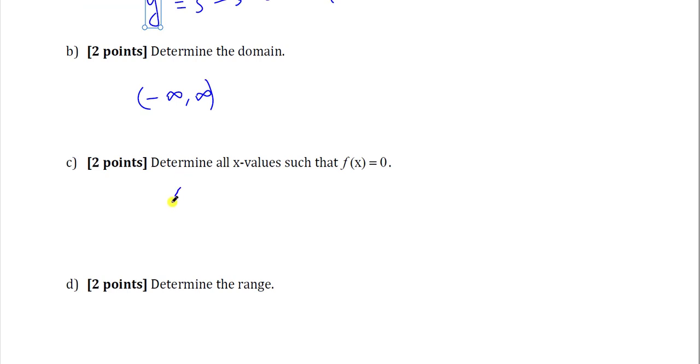So when x is minus 1 and when x is 2, these are the two locations that make f of x equal to 0. Determine the range.